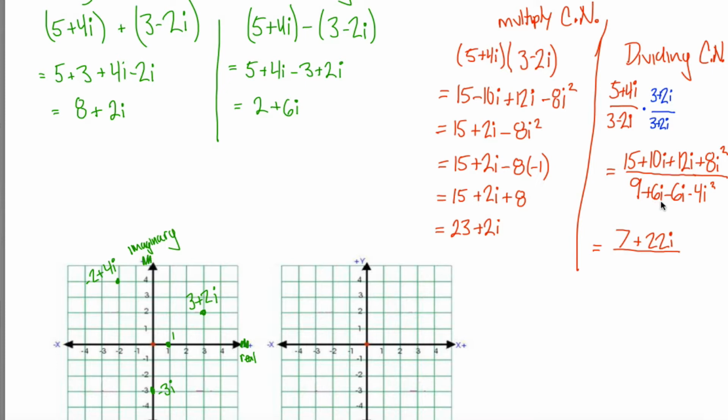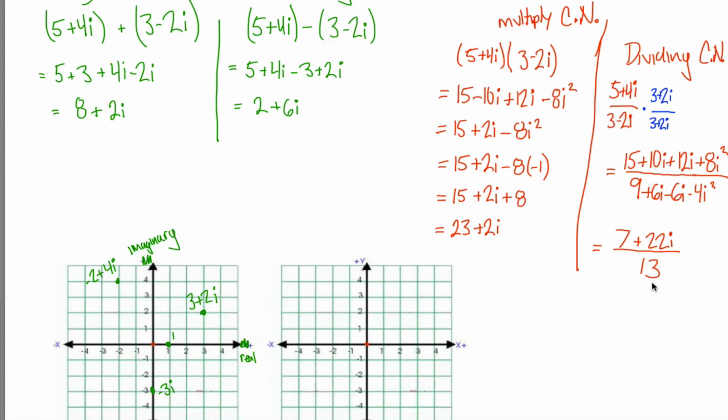Down in the bottom, the 6i and the negative 6i cancel out. Negative 4i squared is negative 4 times negative 1, which is positive 4. So this whole thing is positive 4, and when I add 9 to positive 4, I get 13. This is fantastic, because now I don't have a complex number divided by a complex number. I have a complex number divided by a real number.